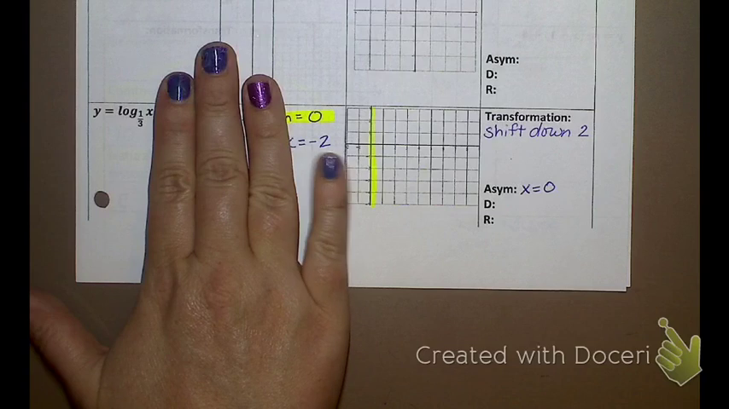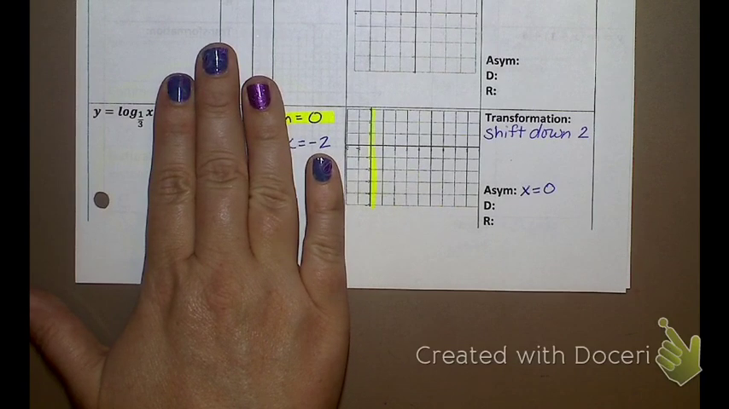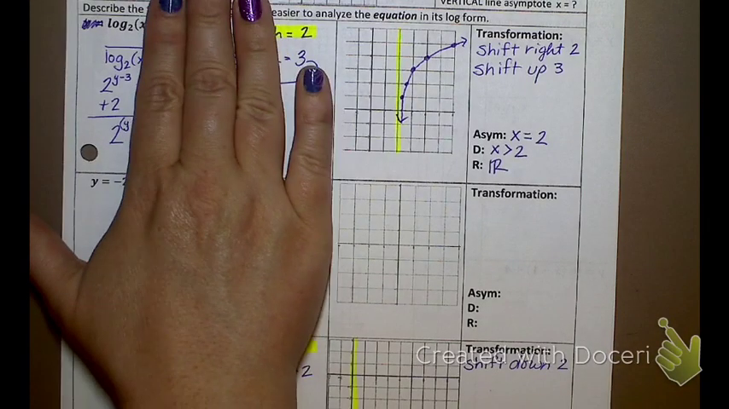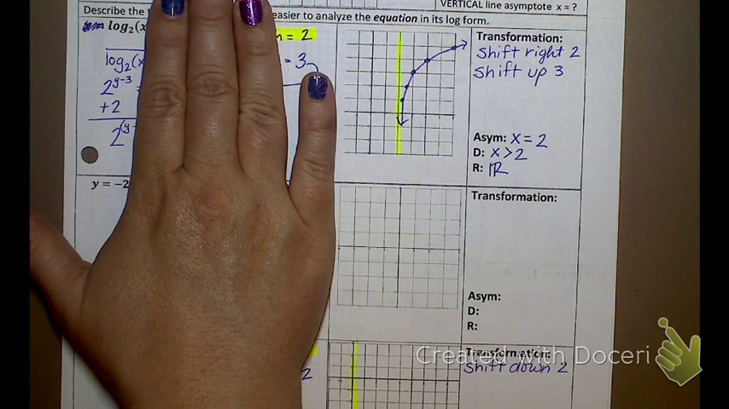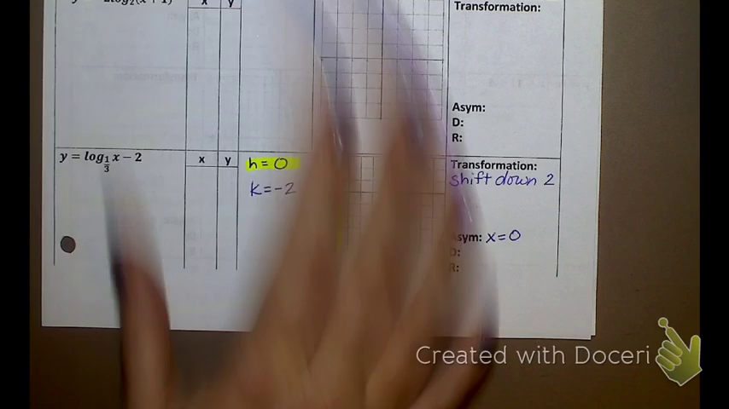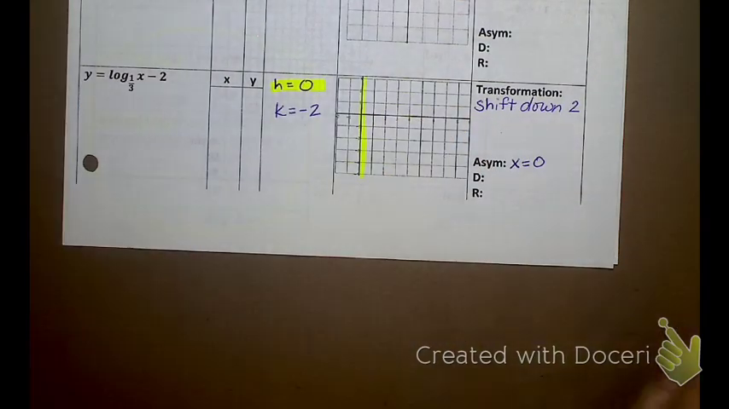So I'm taking the graph of y equals log base 1/3 of x, and that's what's being shifted. Up here, if you take off h and k, you are taking the graph of y equals log base 2 of x and shifting it. That's your starting point. Okay? All right, so let's see. What am I ready for?